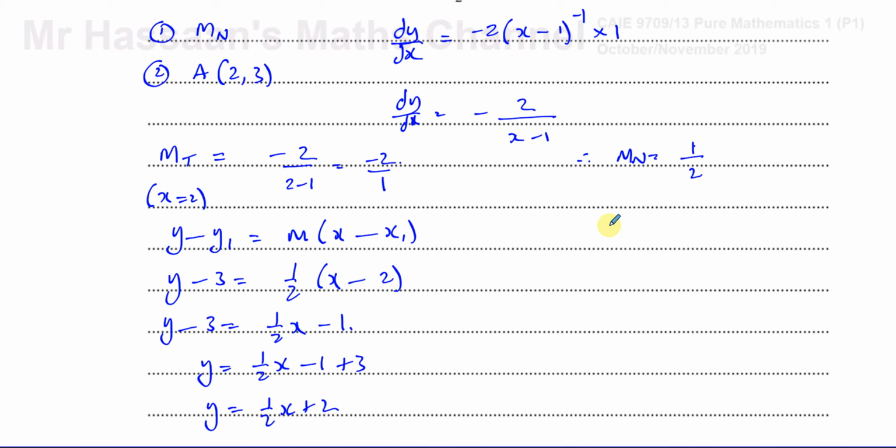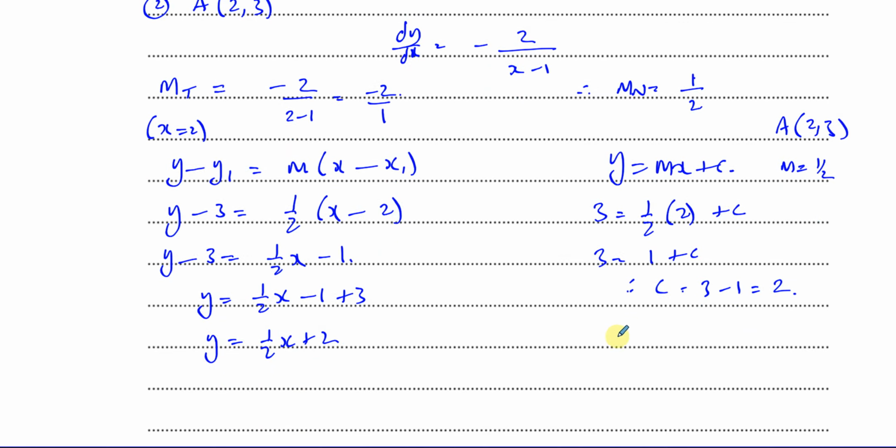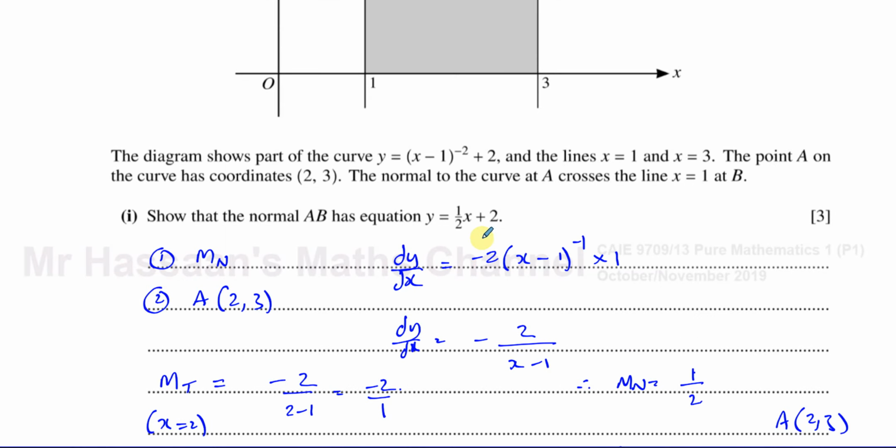Now we could also do this in another way. We can use y equals mx plus c. We know that it goes through the point A, which is (2, 3), and the gradient is a half. So we can say y equals 3, m equals a half, x equals 2, plus c. So you have 3 equals a half times 2, which is 1, plus c. Therefore, c equals 3 minus 1, which is 2. So therefore, we can say y equals a half x plus 2. Either way is fine. You can use this way or that way, you get the same answer, of course. Okay, so there's your answer to part 1 of this question.